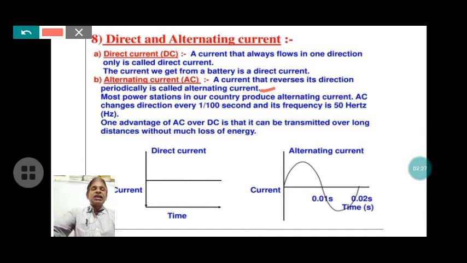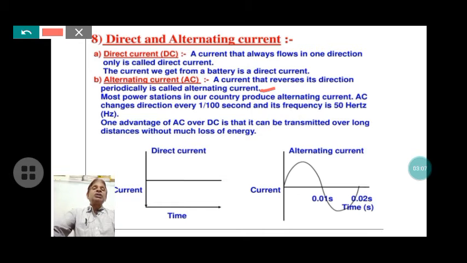AC changes direction every 1/100 second. The direction of the current changes from one pole to another pole, one terminal to another terminal, in 1/100 second. And the complete cycle of direction change happens 50 times in 1 second. So the frequency of the current is said to be 50 hertz. In India, the frequency of AC current is 50 hertz.